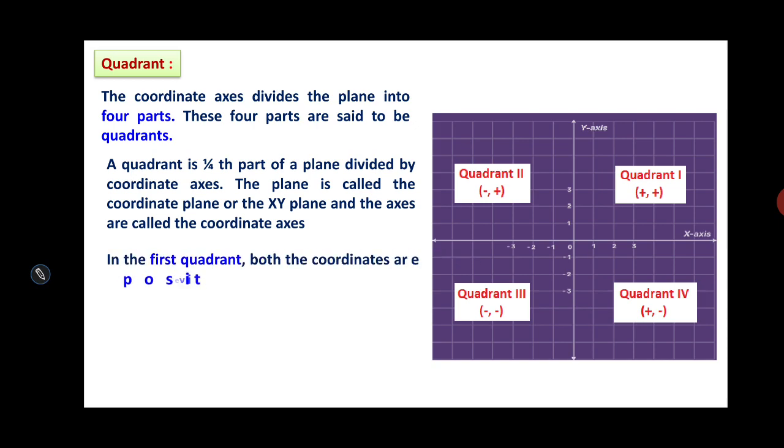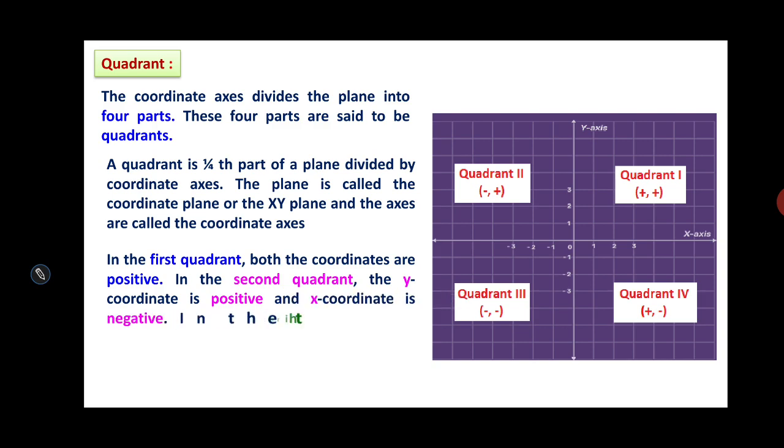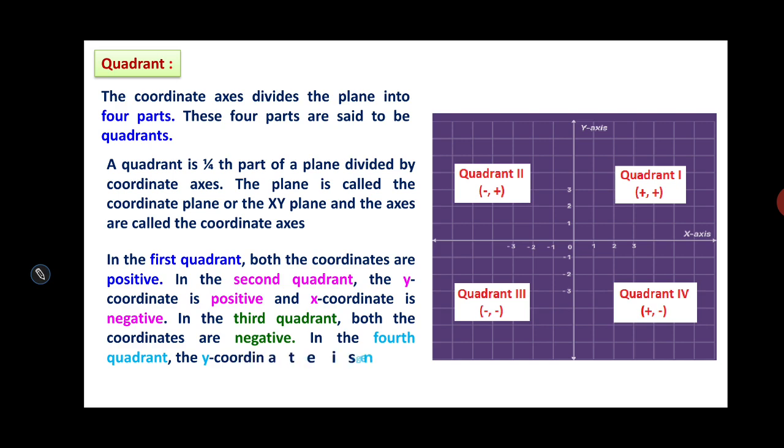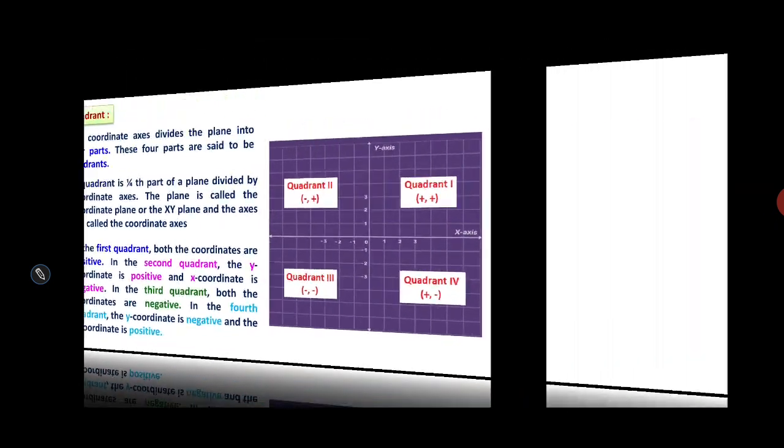In the first quadrant, both the coordinates are positive. In the second quadrant, the y coordinate is positive and the x coordinate is negative. In the third quadrant, both the coordinates are negative. In the fourth quadrant, the y coordinate is negative and the x coordinate is positive.